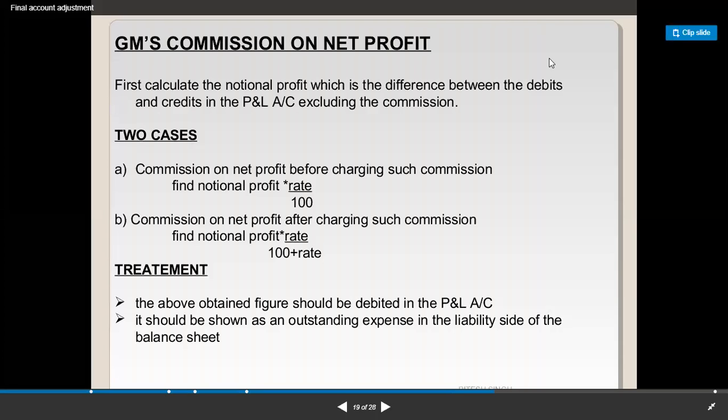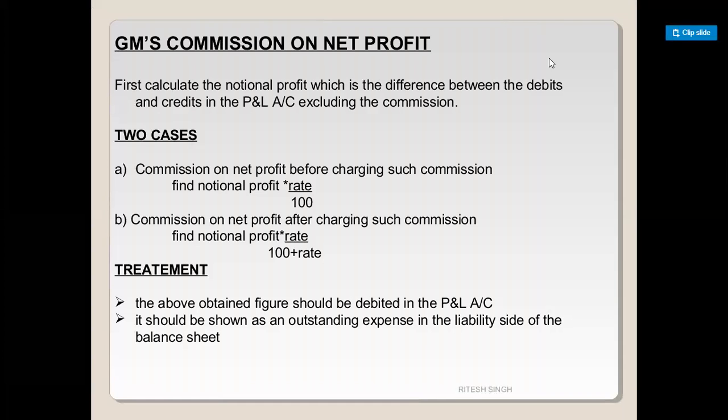Next important adjustment is journal manager's commission. Journal manager commission is charged on net profit. It has two cases where the commission is calculated. Journal manager's commission is calculated on net profit before charging such commission, and commission is calculated on net profit after charging commission. So we have the two categories.